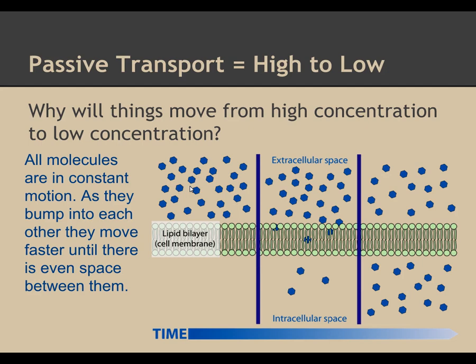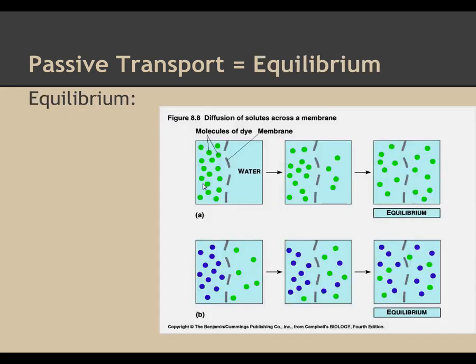That's diffusion. High concentration to low concentration. And it is passive transport. It doesn't require any energy. The energy of movement comes from the collisions of these particles slamming into each other and then bouncing off in opposite directions. So eventually, an equilibrium is reached.